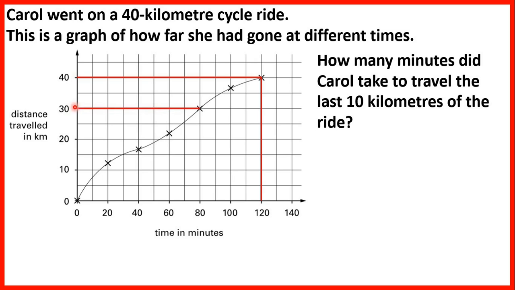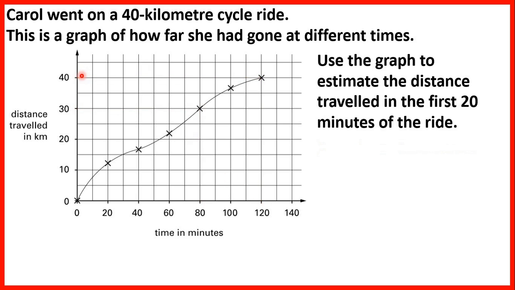So if we draw a line across from 30 kilometres, we can see that she reached 30 kilometres at 80 minutes. So if we find the difference between 120 and 80, that's 40 minutes. So it took her 40 minutes to ride the last 10 kilometres of her journey.